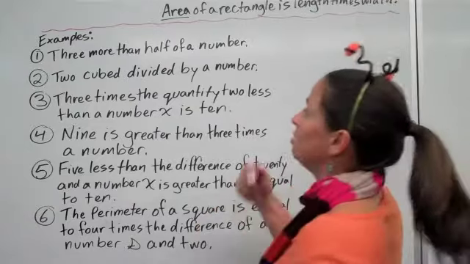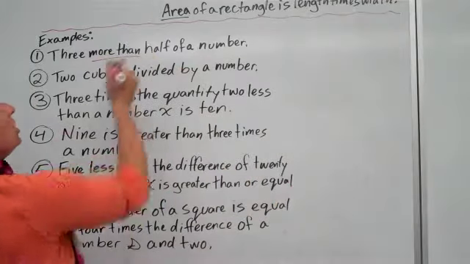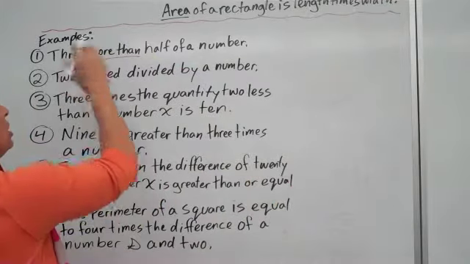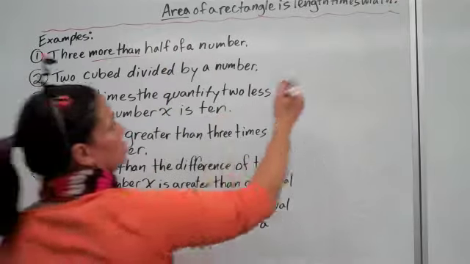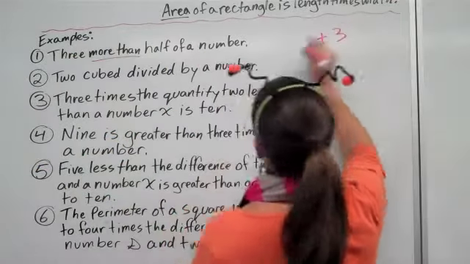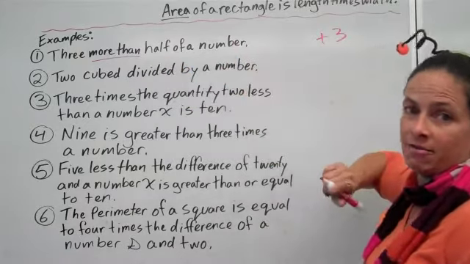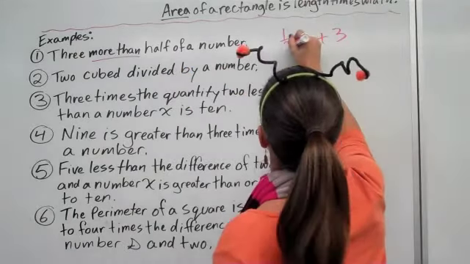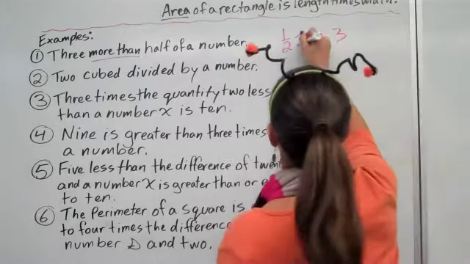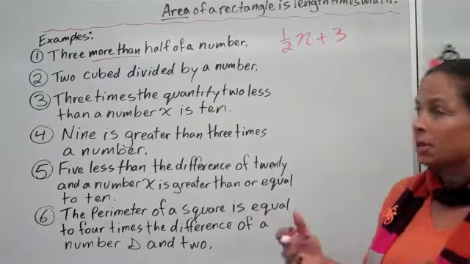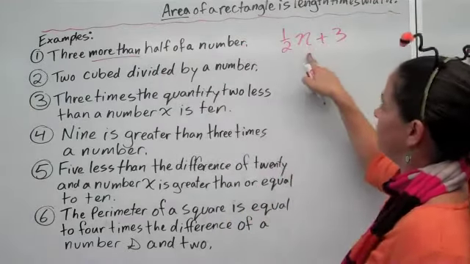3 more than. More than has a little bit of a trick. More than means I'm going to do 3 more than this. So that means I'm going to add 3 to whatever this is. Well, what is this? This is half of a number. Half of a number is half of whatever variable you'd like to use. So half n plus 3. 3 more than half of a number.